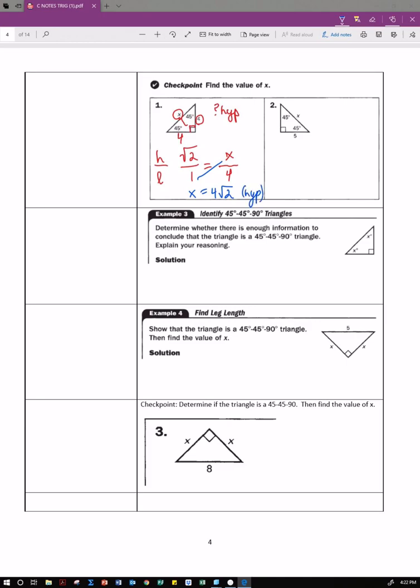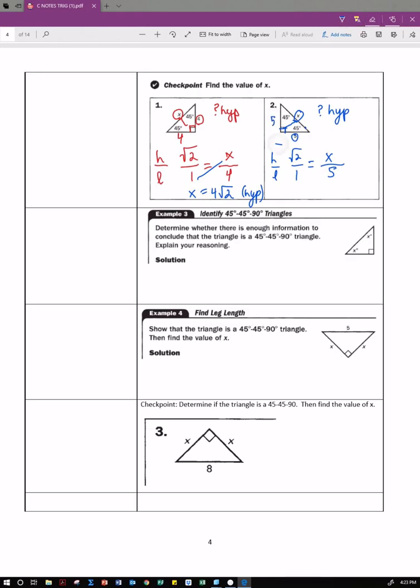Okay, question number 2. 45, 45, 90 triangle again. Looking for my 90 degree. Again, that's x. Looks like I'm looking for the hypotenuse again. Okay, start with your ratio. Hypotenuse to leg is the square root of 2 over 1. My hypotenuse in this triangle is an x, and my leg is 5. And if one is 5, the other is 5.